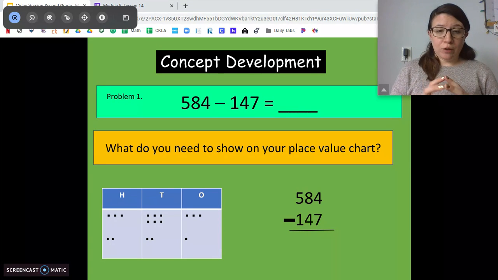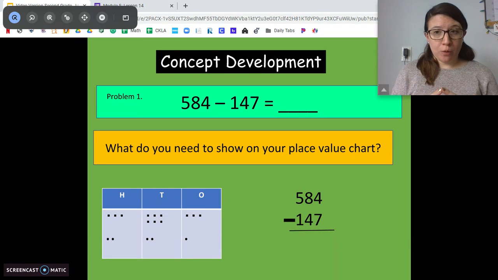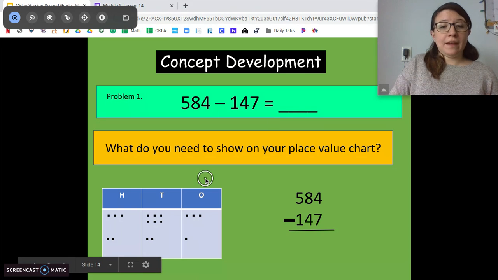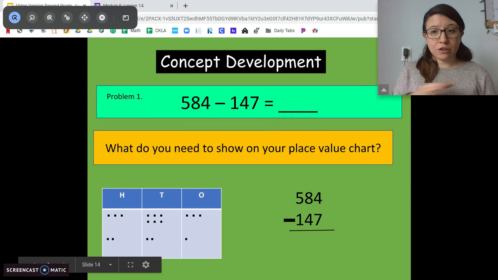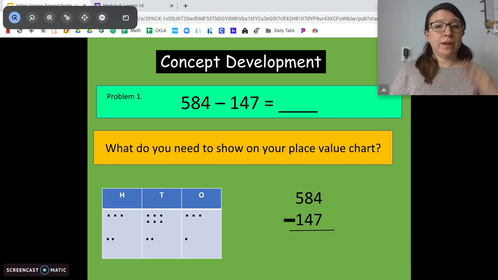On our place value chart, what are we showing? Are we showing both numbers or are we just showing one number? Good. Because it's subtraction, we are just showing our whole. We are just showing that 584 on our place value chart. Because it's subtraction, we are not showing the 147 because we're going to end up crossing those off. So we start with our whole, 584.